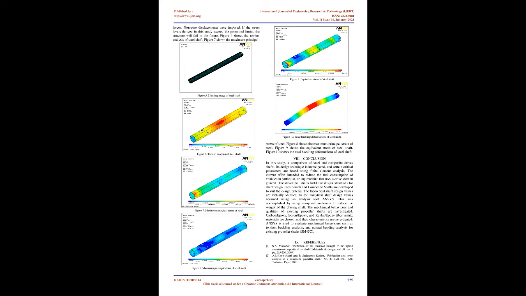2. Design of steel propeller shaft. Nowadays steel, SM45C, is utilized to manufacture vehicle drive shafts. Table 1 shows the steel, SM45C, material parameters. 3 design characteristics must be met by the steel drive shaft: torque transmission capability, buckling torque capability, and bending natural frequency.